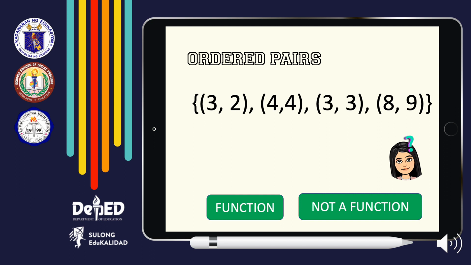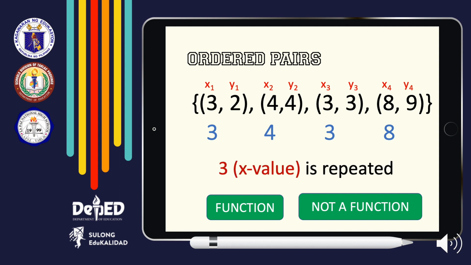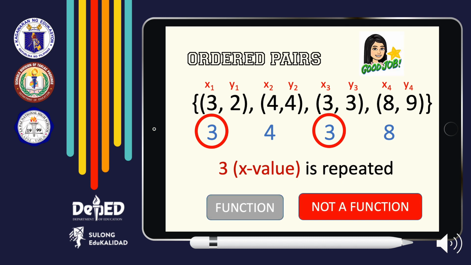Now try to identify if this set of ordered pairs is a function or not. Okay, so first step, let us identify the x and y elements like this. Followed by, yes, we are going to identify the x values or the domain. Now here, notice that 3, which is an x value, is repeated. For that element in our domain, we do have 2 different outputs, which is not anymore a definition of a function. So this is not a function.